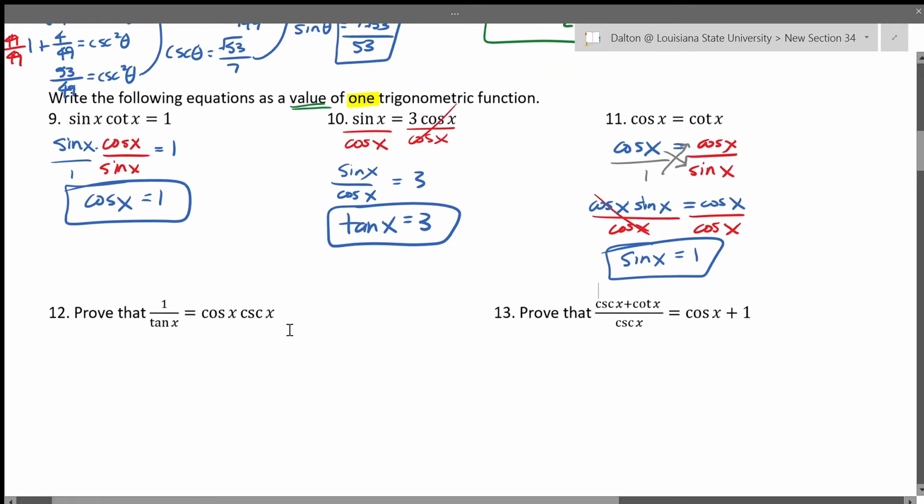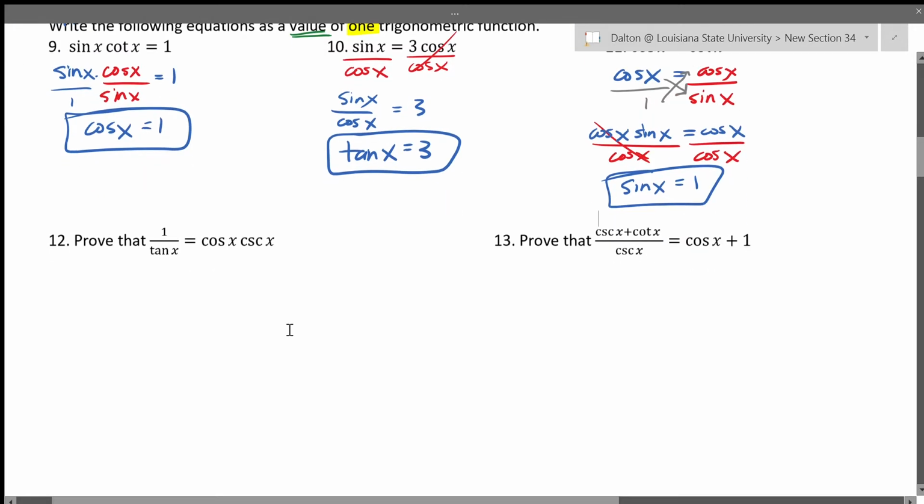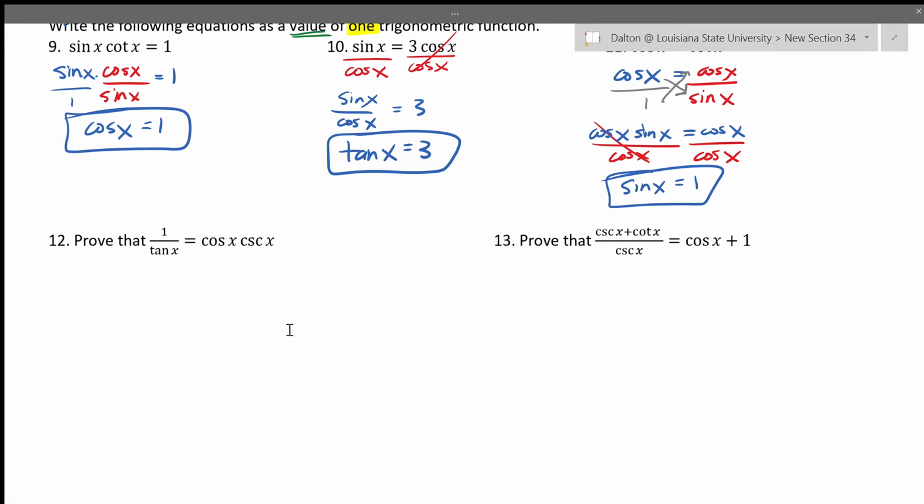Number 12 and 13 are proofs. Things to remember about proofs: you cannot cross over the equal sign. I recommend starting with the more complicated side first. When in doubt, if you don't know what to do at all, convert everything to sines and cosines and see if that gets you somewhere.